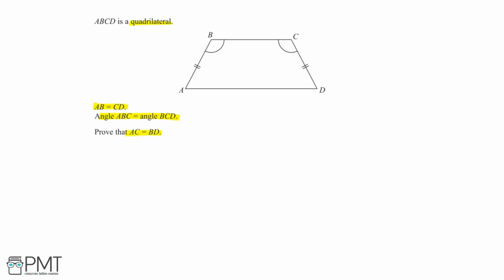And we can start by drawing in these lines. So AC would be here, and BD would be here. Now we need to prove that these two lines are equal. So what we need to realize is that this question is asking us about congruency. And so we can start by defining what congruency is. Two triangles which are congruent are identical in size and shape.